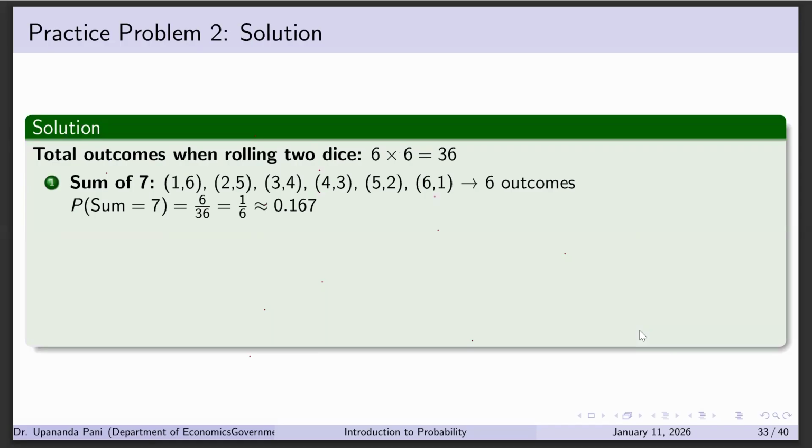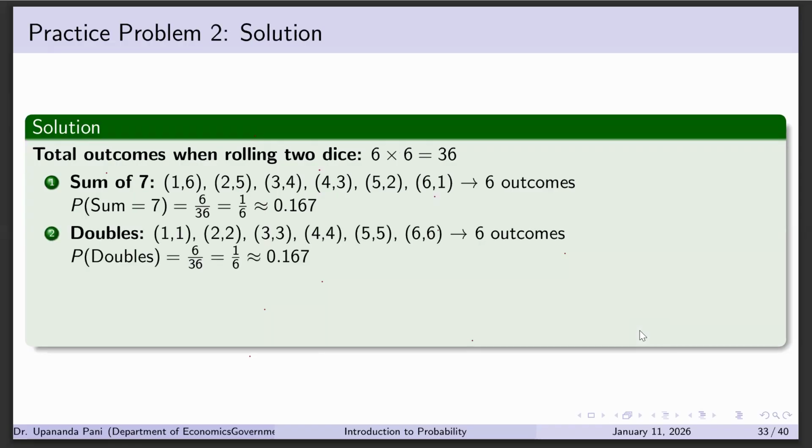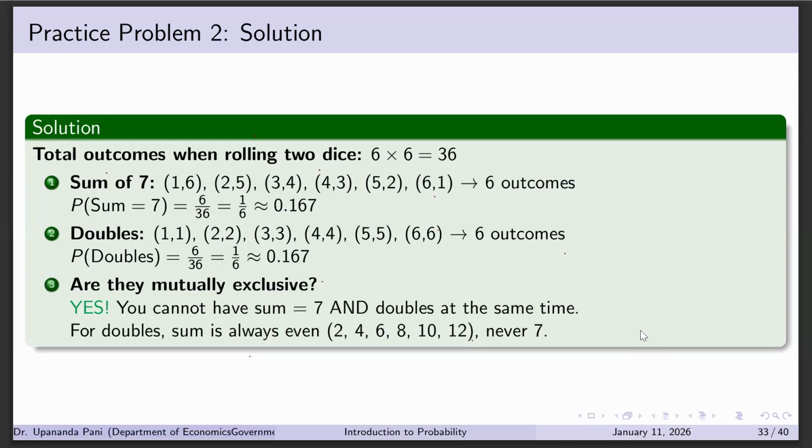Sum of 7: just try to find out: 1,6; 2,5; 3,4; 4,3; 5,2; 6,1. 6 outcomes. So 6 by 36, 1 by 6, 0.167. Doubles: 1,1; 2,2; 3,3; 4,4; 5,5; 6,6. So 6 outcomes, 6 by 36, again 1 by 6, that is 0.167.